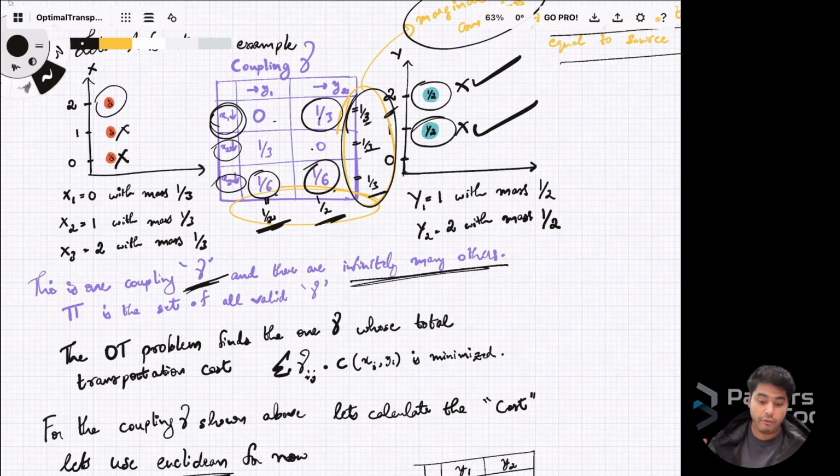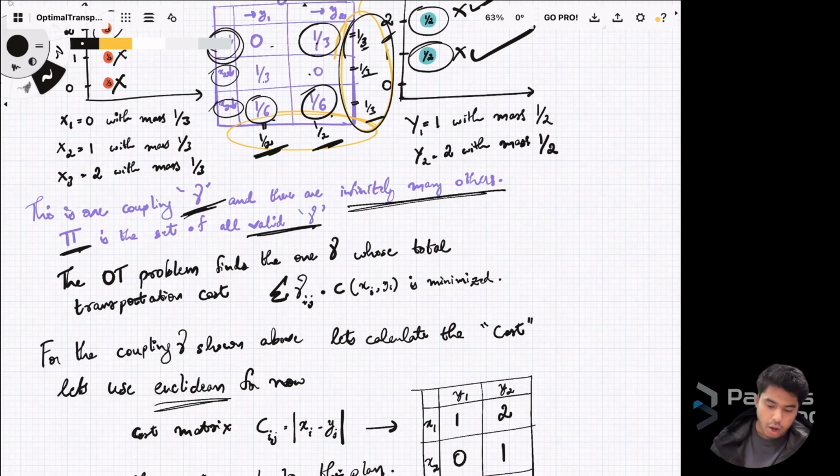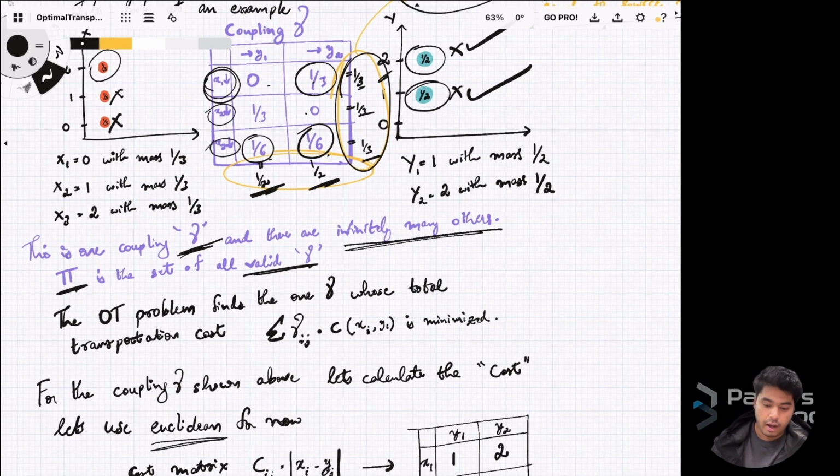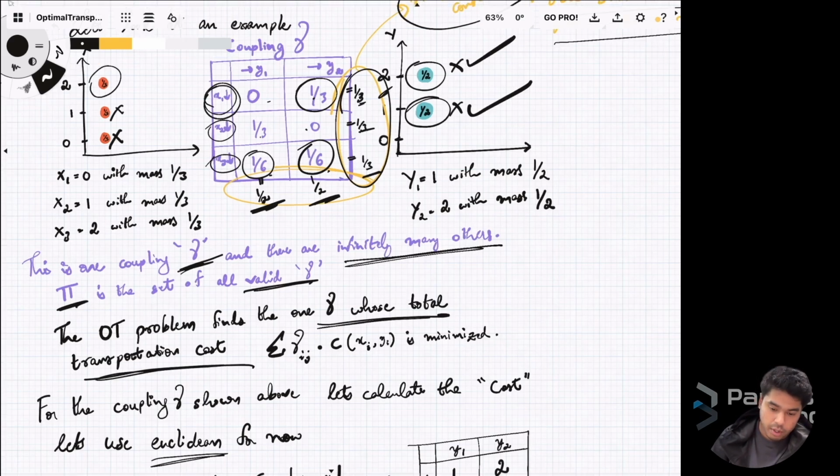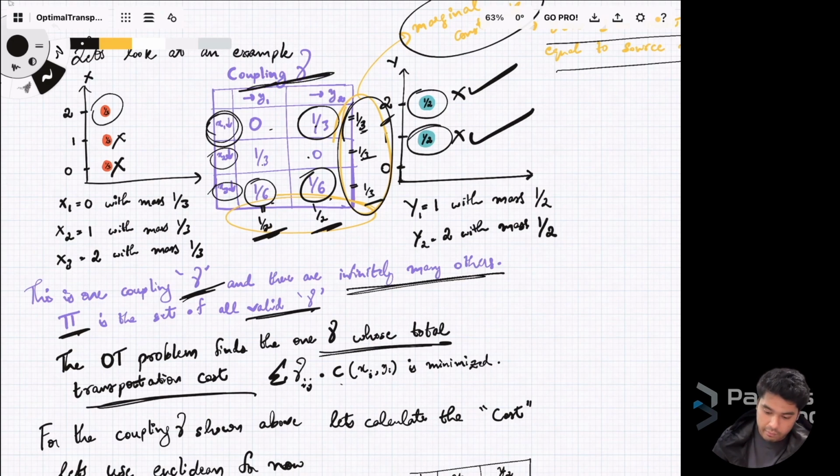So the set of all these coupling plans that we can create, set of all valid gammas, is what creates pi. And pi is just a set essentially, right? So the optimal transport problem finds the one gamma whose total transport cost is minimized, right? So each transport plan gamma will come with a cost, and we'll have to minimize the cost and we'll find the most optimal coupling plan that does this transport, right?